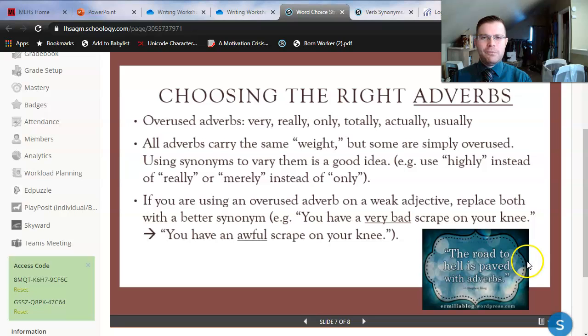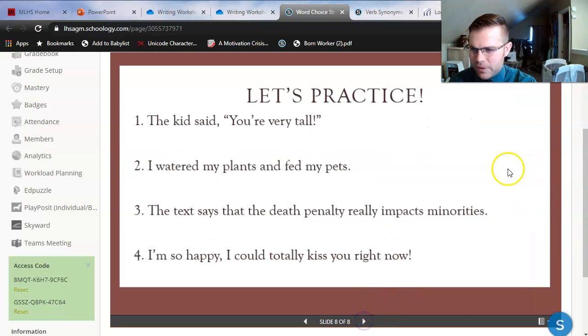So let me know if you need help cutting adverbs or just working on word choice throughout your writing. We'll do a little bit of practice and call this lesson done. 4 sentences here. They all have various word choice errors. Let's see if we can make these sentences better. Take a moment to see if you can do this on your own, and then I'll go over what I think should change about these sentences in just a minute.